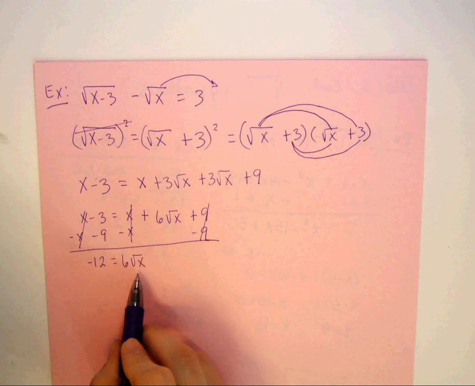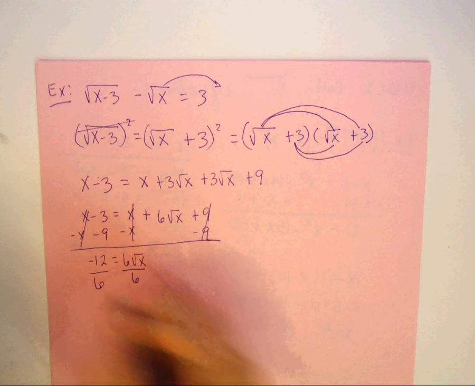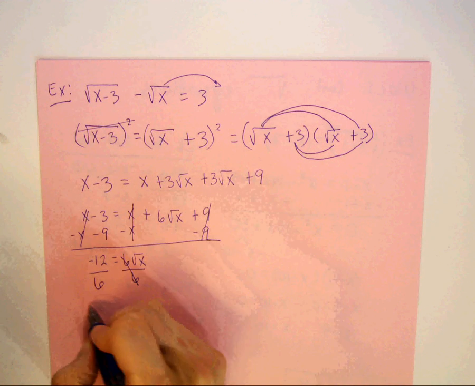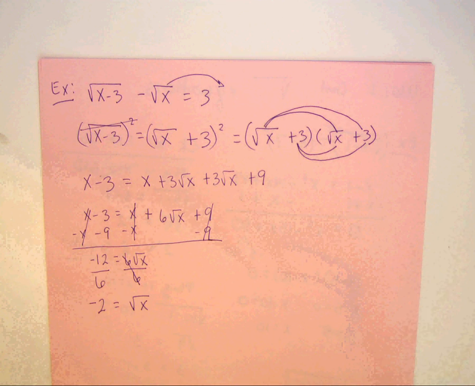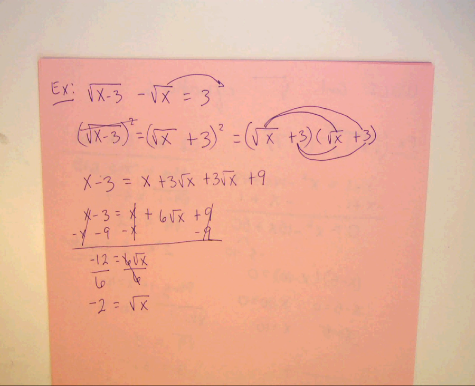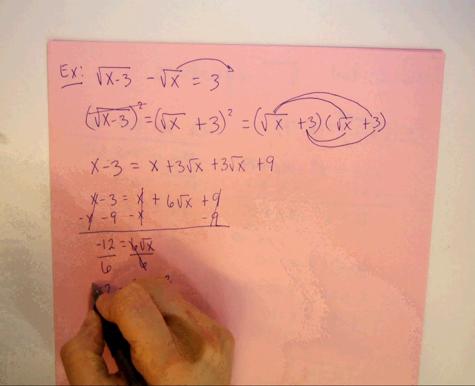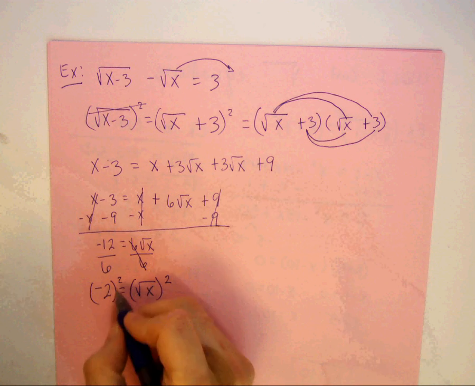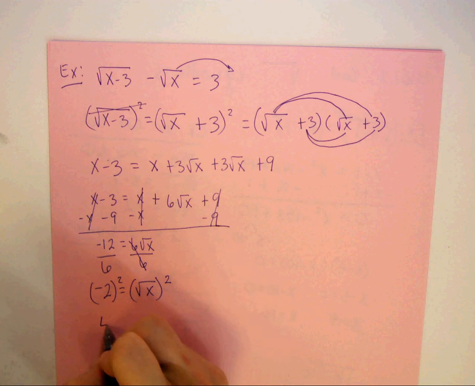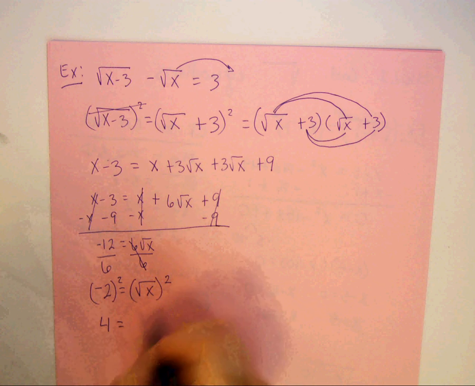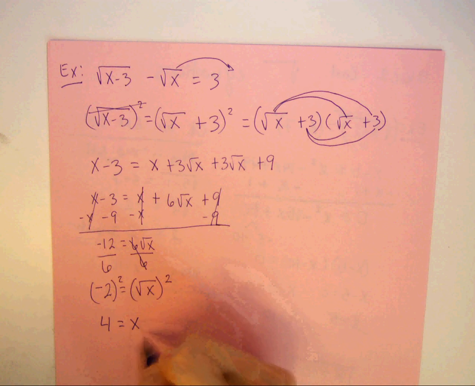So the last thing I need to do to get my square root by itself, divide both sides by 6. And so I end up with negative 2 equals the square root of x. And now one more time to get rid of that square root, I'm going to square both sides. And so I end up with negative 2 squared again. Be careful with that. A negative squared is always a positive. So I get 4 equals the square root of x squared gives me x. Yes it does. So x equals 4.